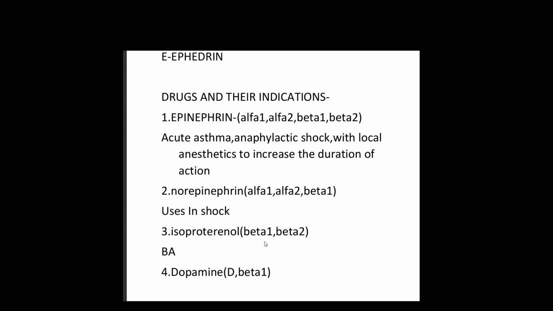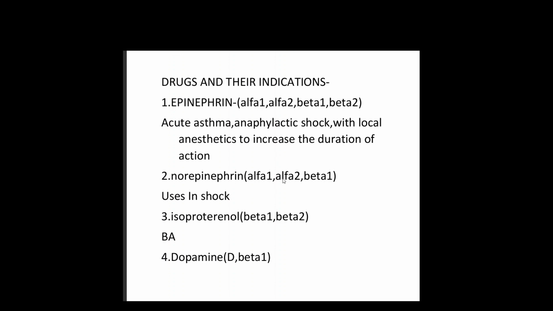So epinephrine, also called adrenaline, is a very important drug. It will activate alpha 1, alpha 2, beta 1, beta 2, those four receptors. They could use it in acute asthma attacks. Most importantly, when allergy happens, anaphylactic shock happens, we give an epinephrine injection. And we also use adrenaline with local anesthetic to increase the duration of action.